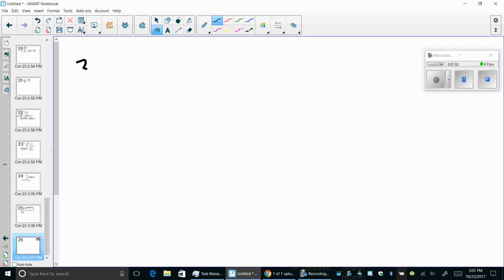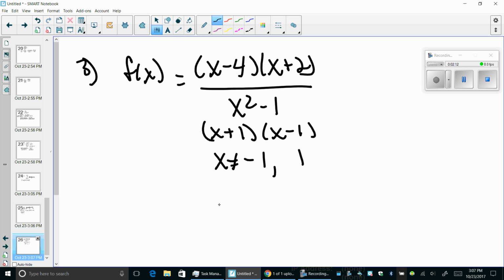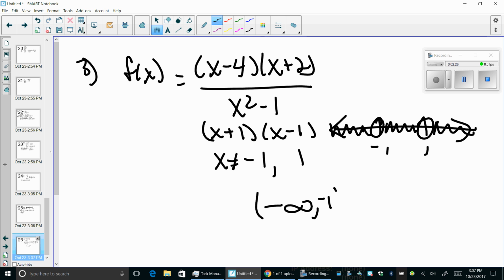And problem number 3, on the top, I have x minus 4 and x plus 2. And on the bottom, I have x squared minus 1, which if I factor is x plus 1, x minus 1. So looking here at the bottom of this fraction, x can't be negative 1 and it can't be 1. So on a number line, what that looks like is it can be all of this stuff, all of this, all of this. It just can't be negative 1 and can't be 1. So I write that from negative infinity to negative 1, from negative 1 to 1, and from 1 to infinity. And that's how you write that.